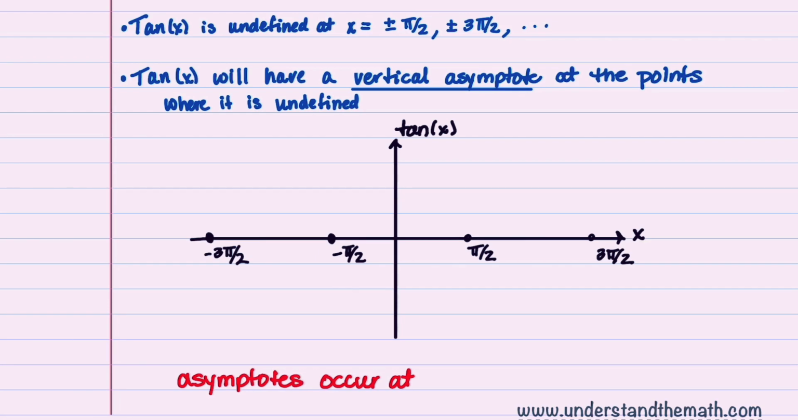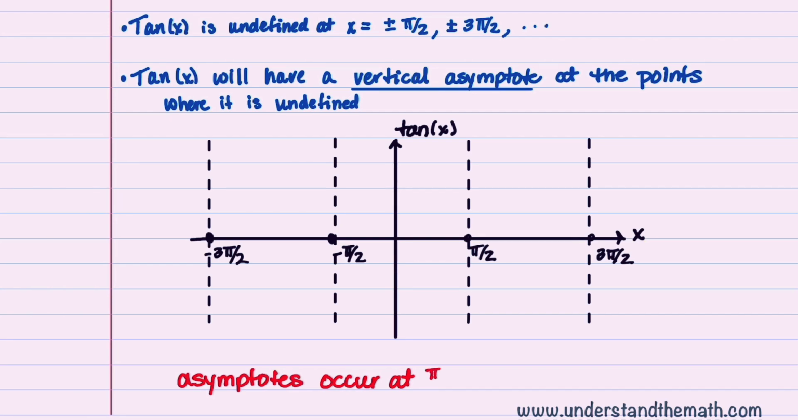Let's now draw our asymptotes. Our asymptotes are going to occur at pi over 2 plus n pi, where n is an integer. So that's 0, plus or minus 1, and all other points.